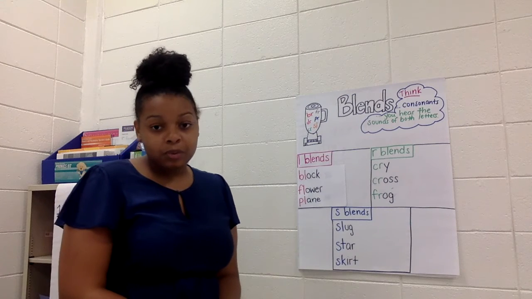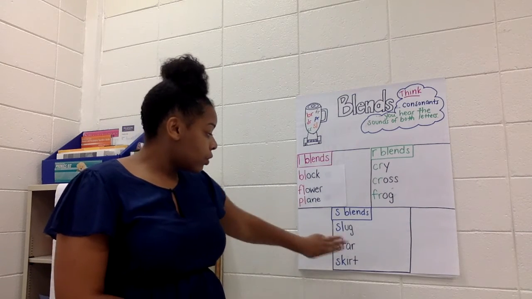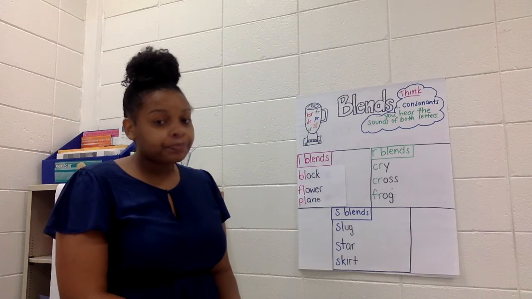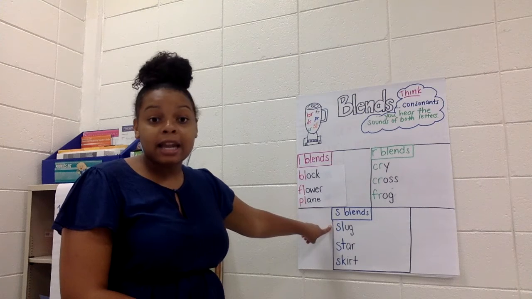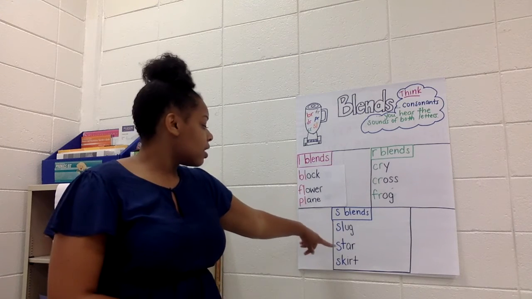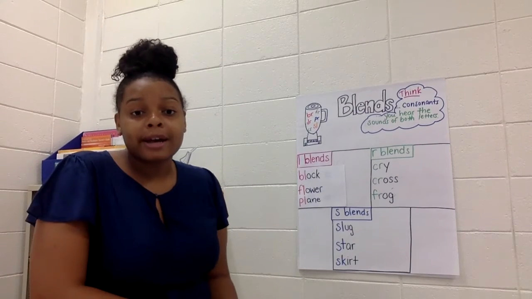And last but not least, we have our S blends. I wrote three words that start with S and have another consonant afterward. So we have slug, I hate slugs, star, and skirt. Those are all S blends.